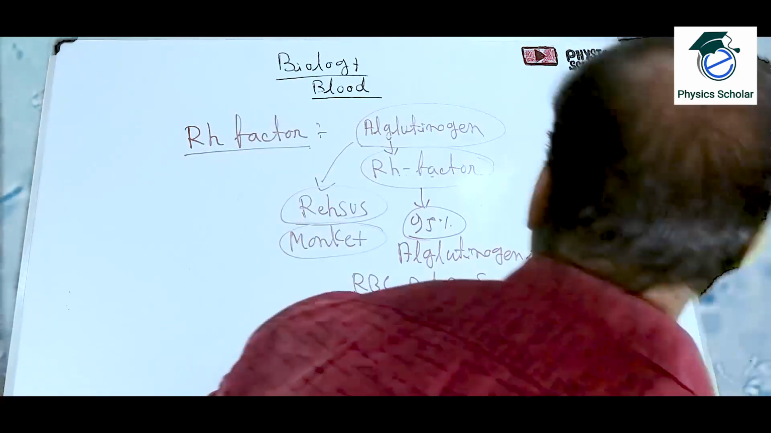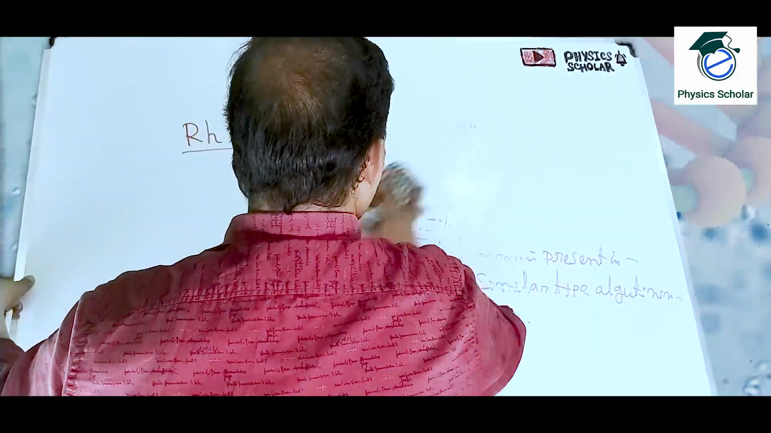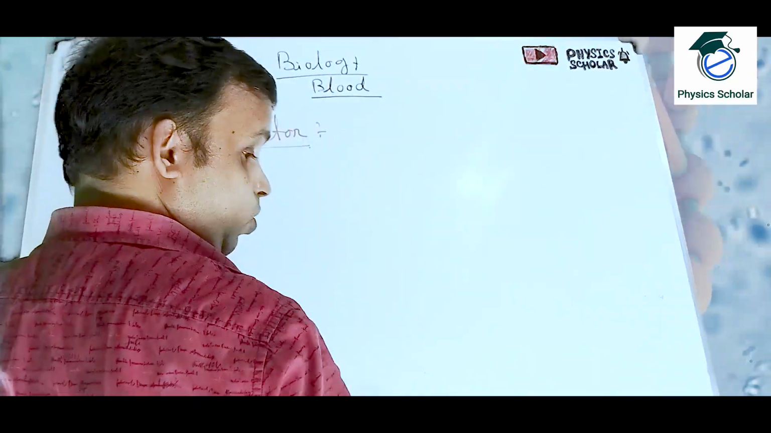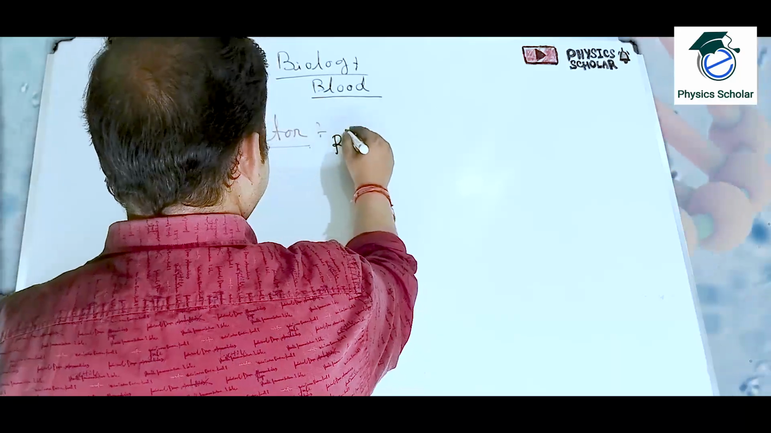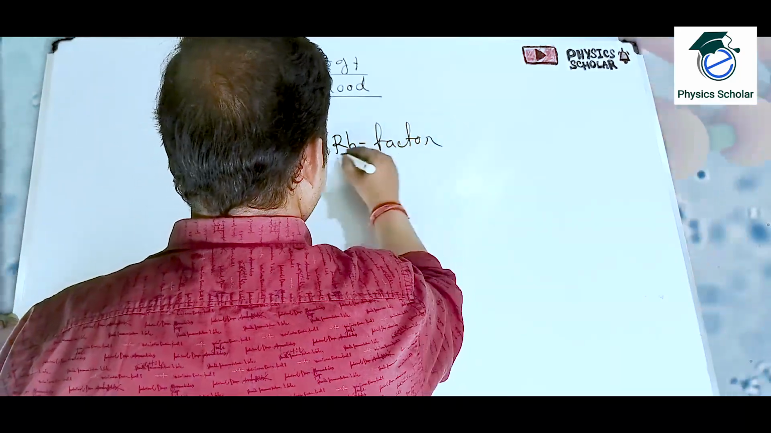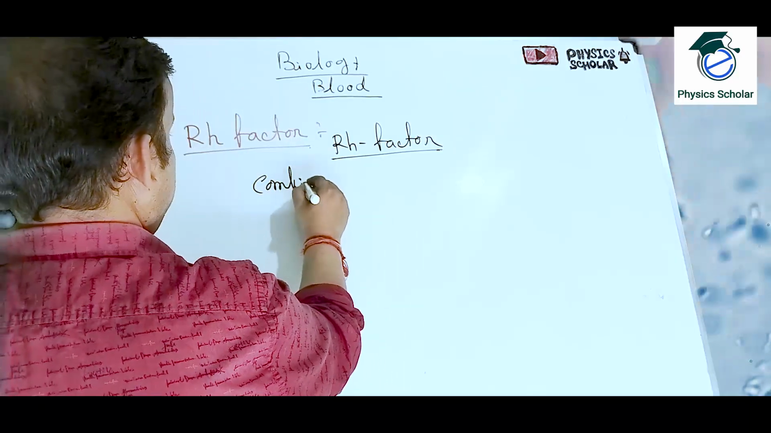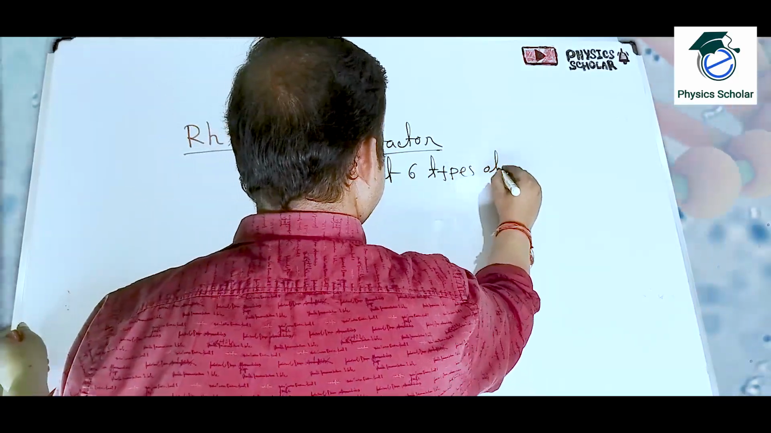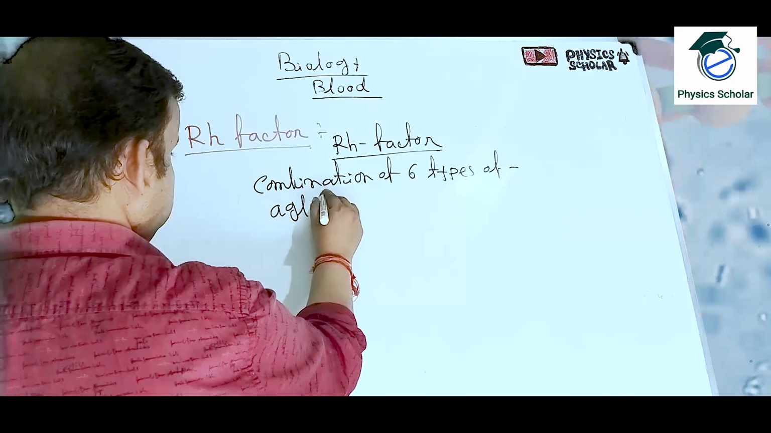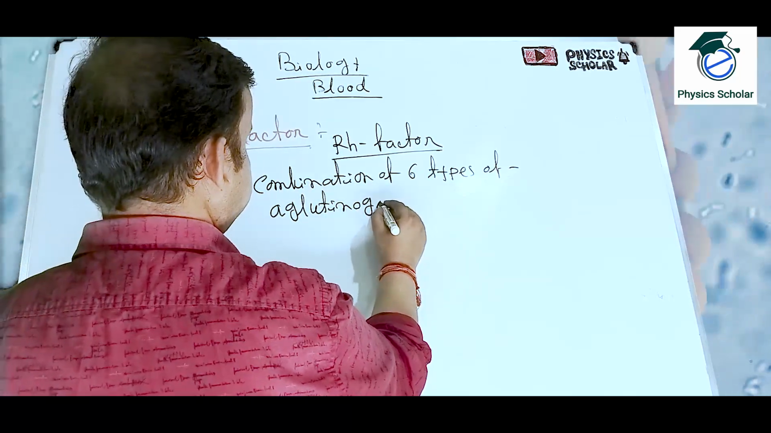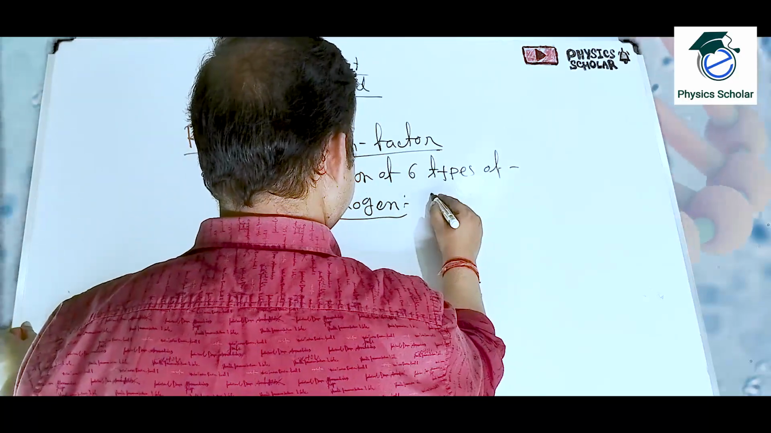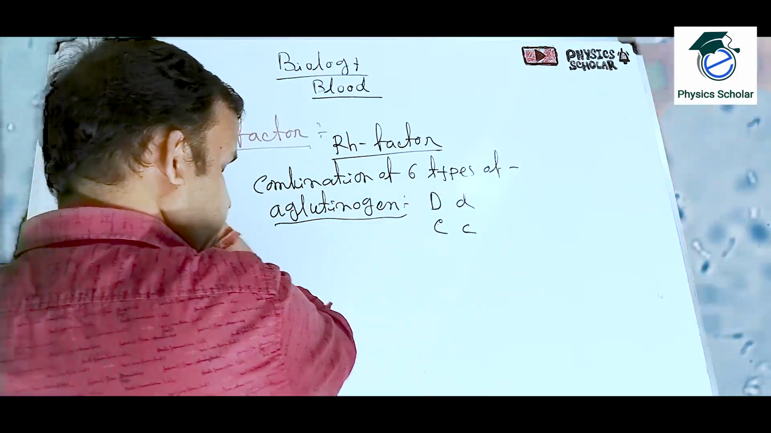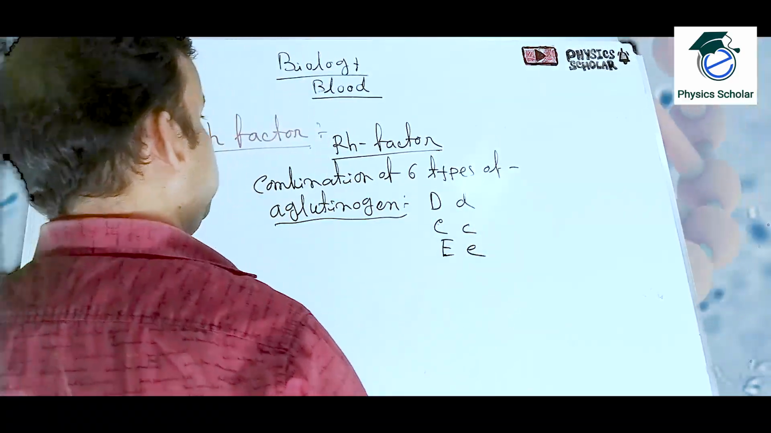Now see, this agglutinogen is made of a combination of 6 agglutinogens. Okay, this Rh factor is a combination of 6 types of agglutinogen. What are the 6 types of agglutinogen? Capital D, small d, capital C, small c, and capital E, small e. Clear?